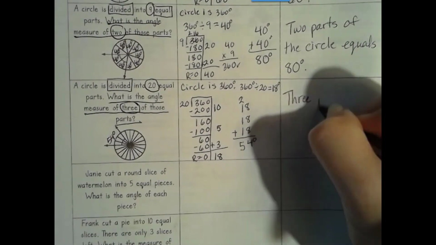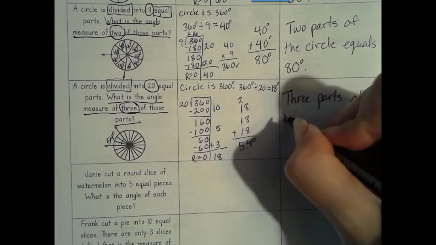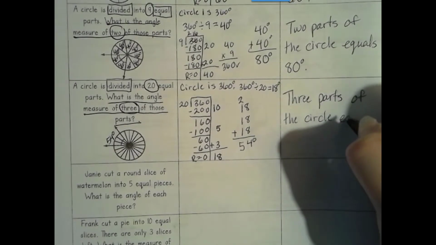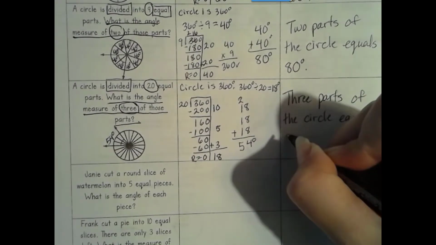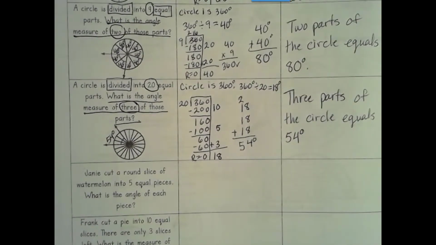Three parts of the circle equals 54 degrees.